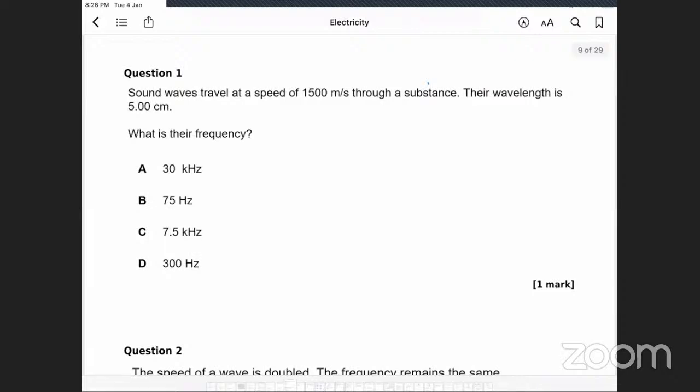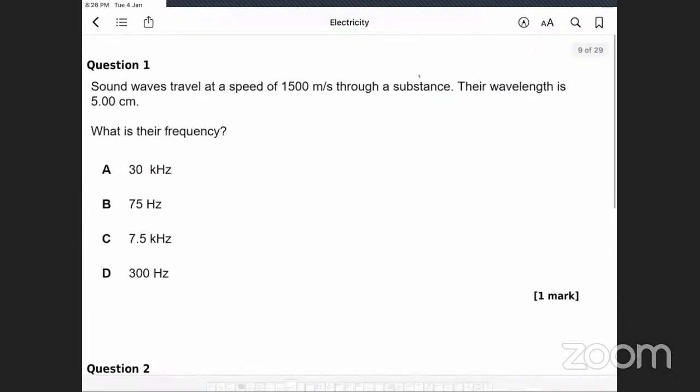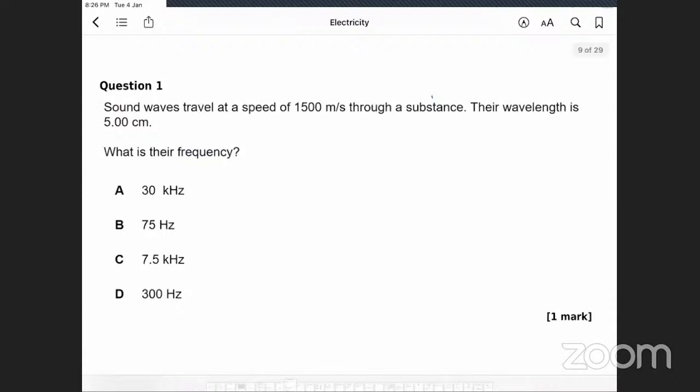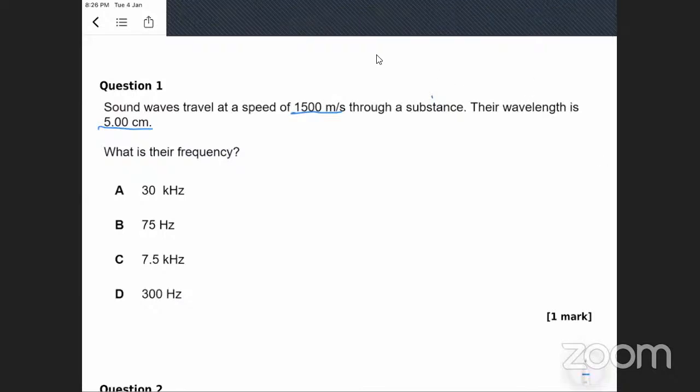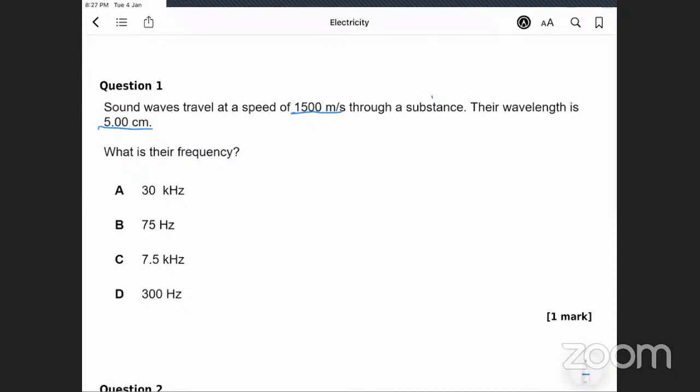Question 1 is asking: sound waves travel at a speed of 1,500 meters per second through a substance. Their wavelength is 5 centimeters. What is their frequency? Is it A, 30 kilohertz, B, 75 hertz, C, 7.5 kilohertz, or D, 300 hertz? Again, you can send your answers in the chat.